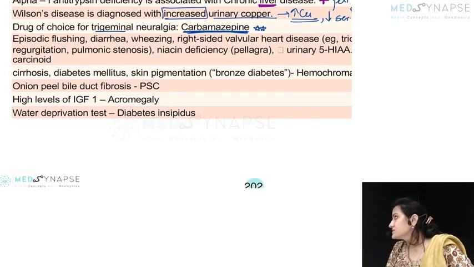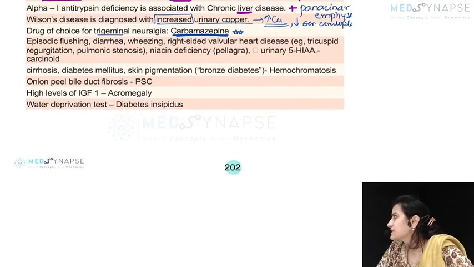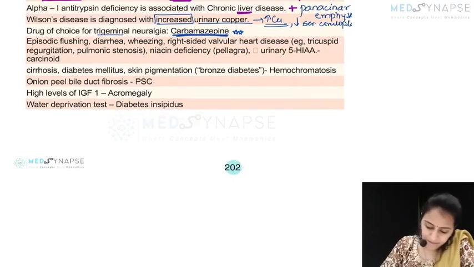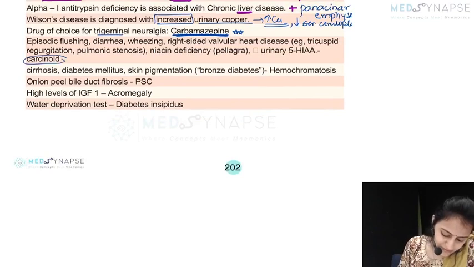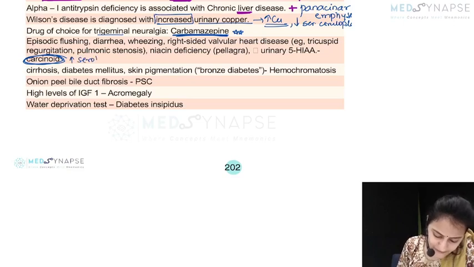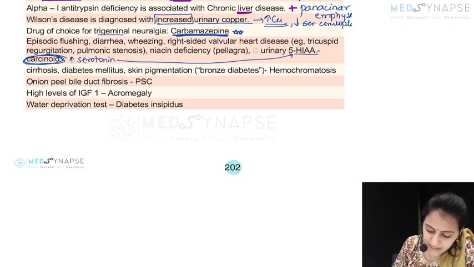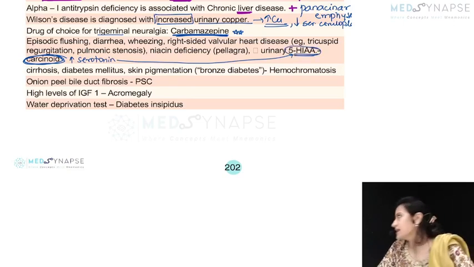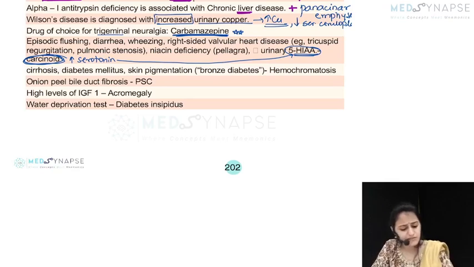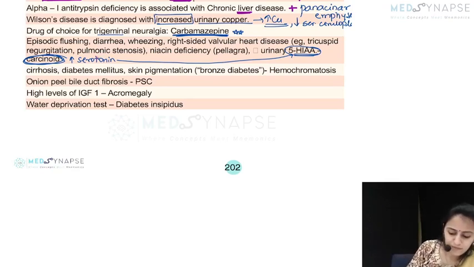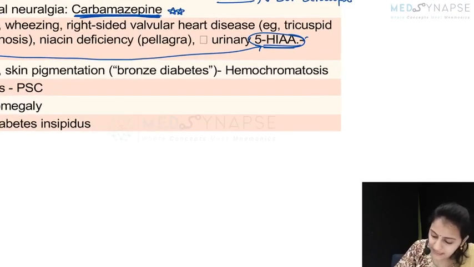What condition is this? Where you have episodic flushing, diarrhea, wheezing. Carcinoid. Remember carcinoid. Where in carcinoid what increases? Serotonin. What comes from the metabolism of serotonin is HIAA. Serotonin comes from which metabolism? Trypto. Seroto is trypto. Right? So remember, it has increased urinary HIAA.